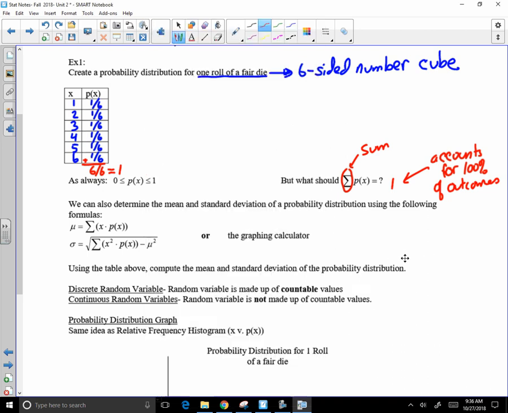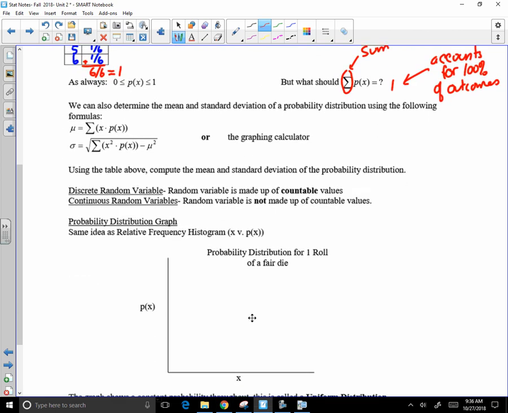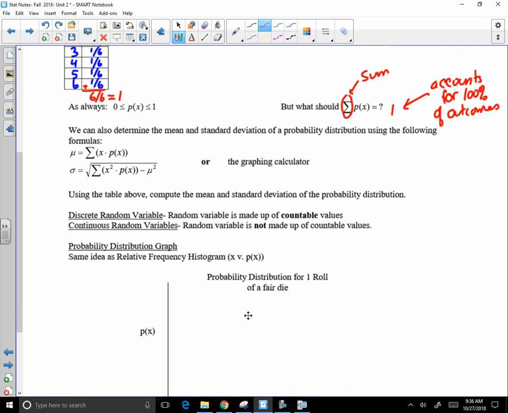All right. So anyway, we want to find the mean and standard deviation. You'll notice how we have the different notation here from the first unit. This is a population mean. And this is the population standard deviation.